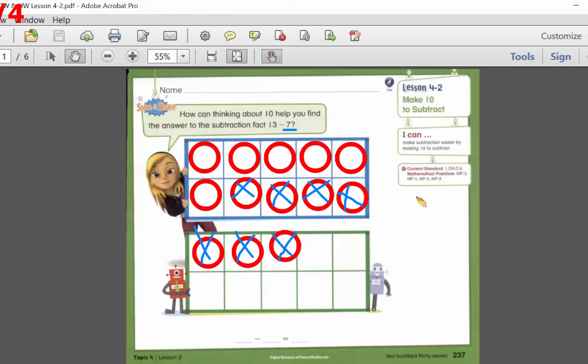So now I break 7 into 2 parts. One part was 3 and the other part was 4. So we crossed out 3 first and then we crossed out 4. Because 7, I break it into 2 parts, 3 and 4. One more time. When I want to say 13 minus 7, how can I do 13 minus 7?